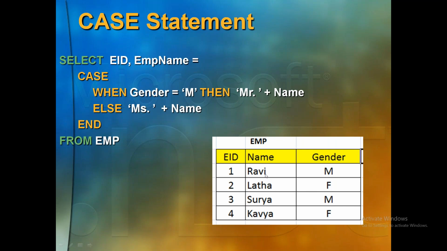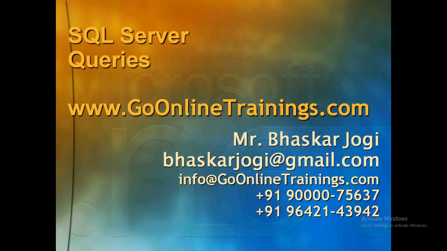Okay, so execution is always row by row, row by row, row by row. It will take one row, and if the gender equals male, then it will take Ravi and add Mr. to Ravi. And it will go to the next row. It is a female. Female means it will go to the else block, and Lata will get added with Miss. Clear? So this is how you can use case statements in all your SQL queries. Am I clear?